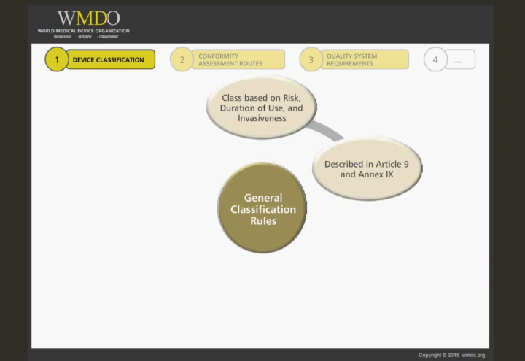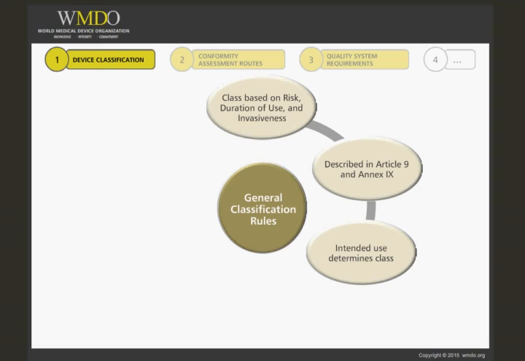They are described in Article 9 and Annex 9 of the Medical Device Directive, starting with a few basic rules, such as the intended use determines the class your device will end up in. For example, if your device is intended to be used in the central circulatory system, it automatically falls into a higher class than if your device is used on intact skin.